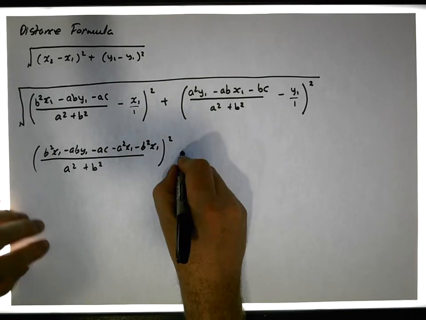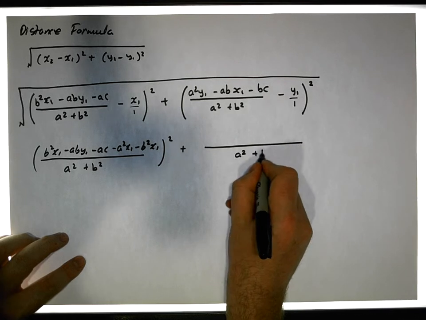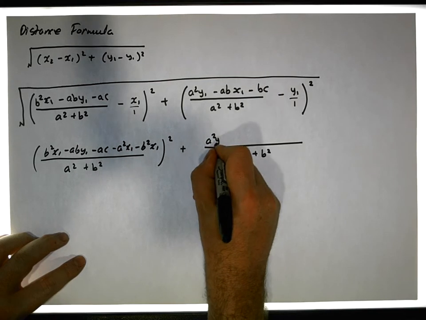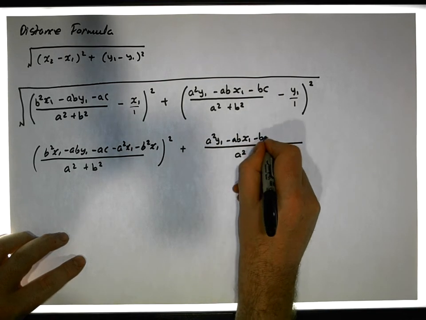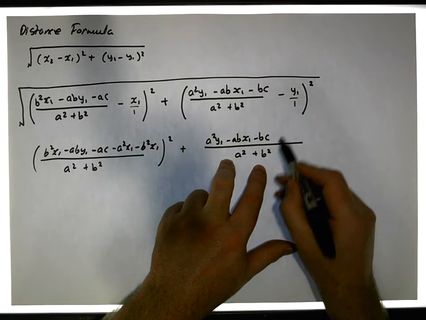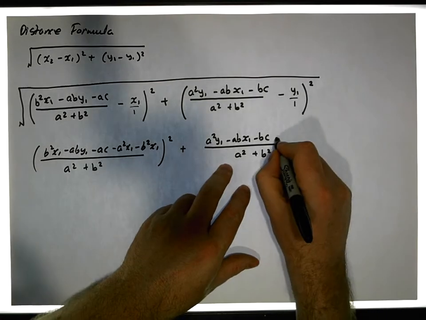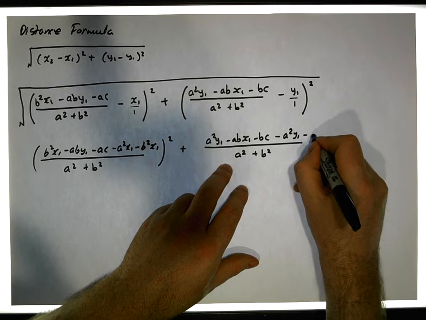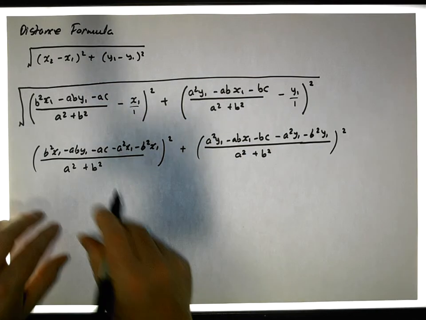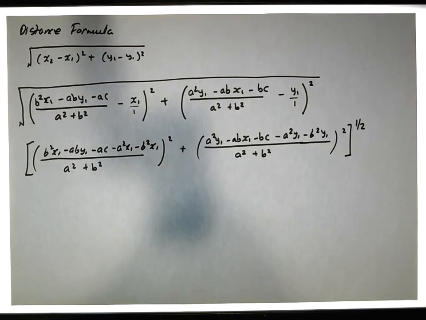Plus over here the common denominator once again is a squared plus b squared. So this into this goes once, so it's once times the numerator, which gives us a squared y1 minus ab x1 minus bc, and this one into a squared plus b squared goes a squared plus b squared times, so it's a squared plus b squared times minus y1, which is minus a squared y1 minus b squared y1. That's what we get, and that's all to be squared. And it's the square root of this, so let me put this inside a power of a half.